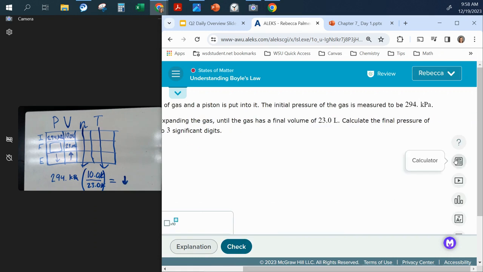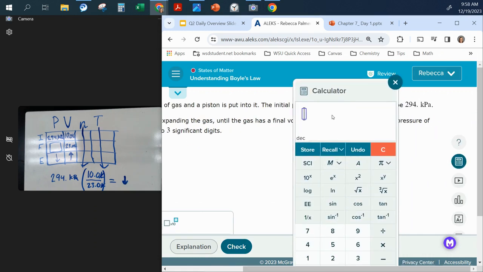Okay, let's use our calculator. Plug those in. So 294 times 10 divided by 23. That gives me this number. If I go back, all of the numbers they gave me are 3 sig figs, so this number should have 3 sig figs in my answer.